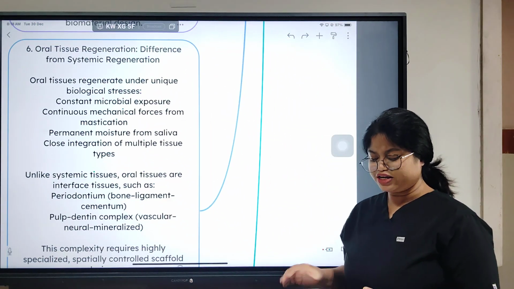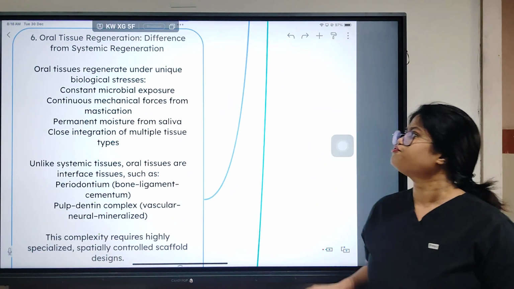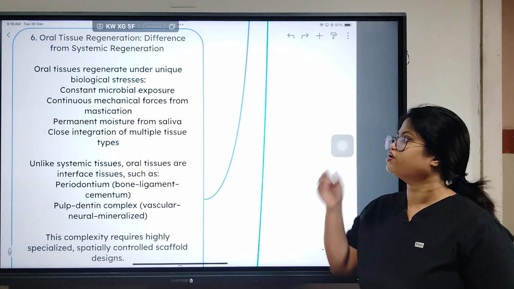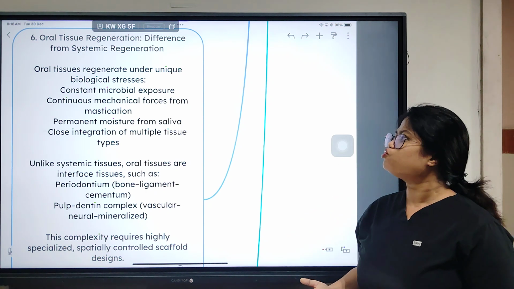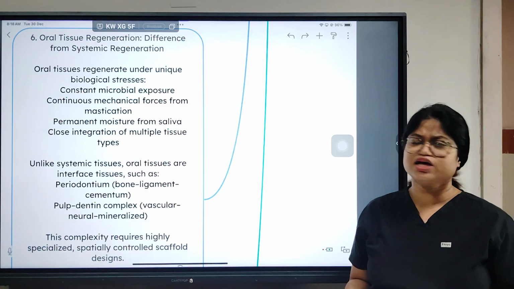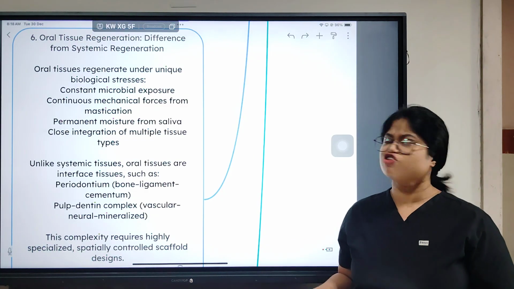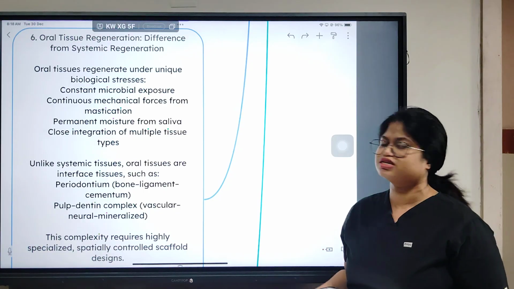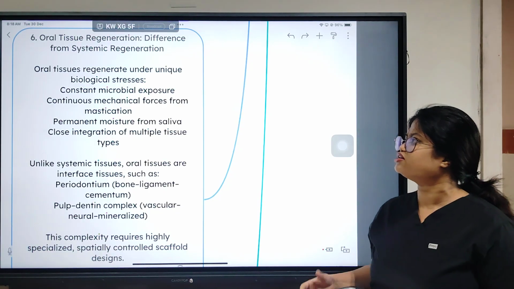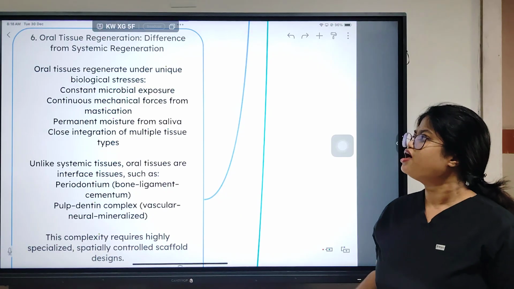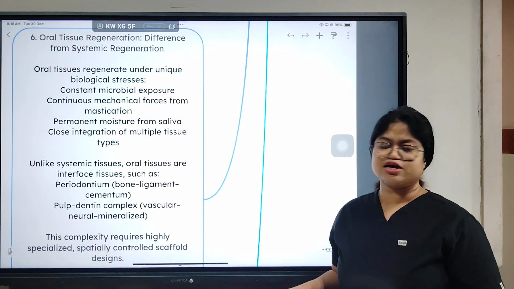Next comes oral tissue regeneration. What is the difference between systemic tissue regeneration and oral tissue regeneration? When we talk about oral tissue regeneration, it is a unique biological process which involves various biomechanical stresses, strains and other constant forces. How is it different? Because our oral cavity is under constant microbial exposure.